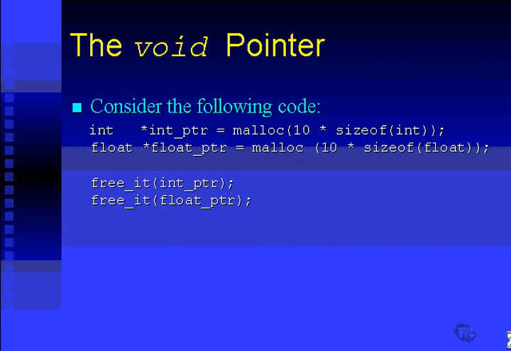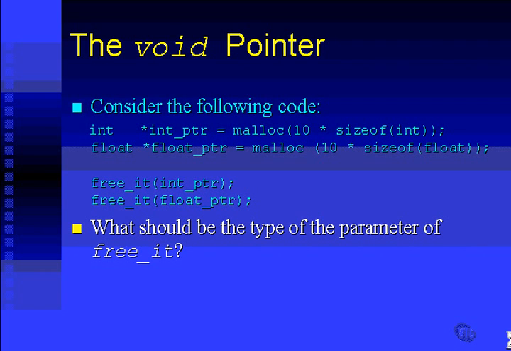Is it possible to write a function that will take both a pointer to an integer and a pointer to a float as its sole parameter? More to the point, what would you say would be the return type of the function called malloc? Does malloc return a pointer to an integer, or does it return a pointer to a float, or does it return something else? So there's the question. What should be the type of the parameter to free it, the first and only parameter?